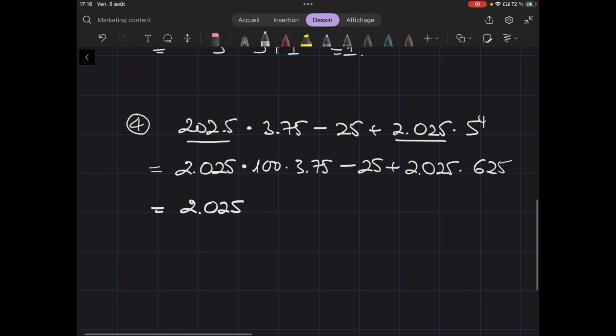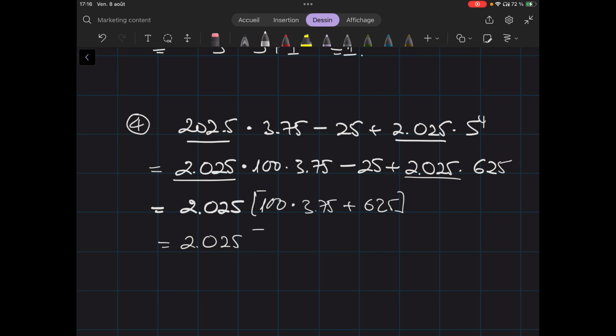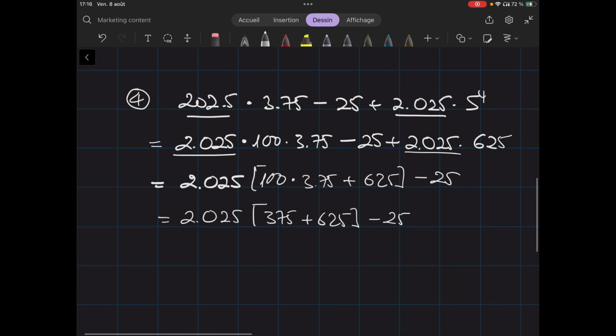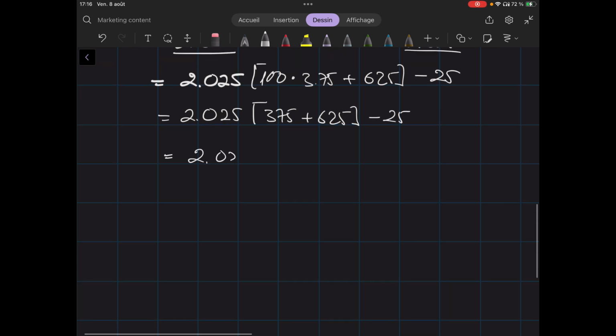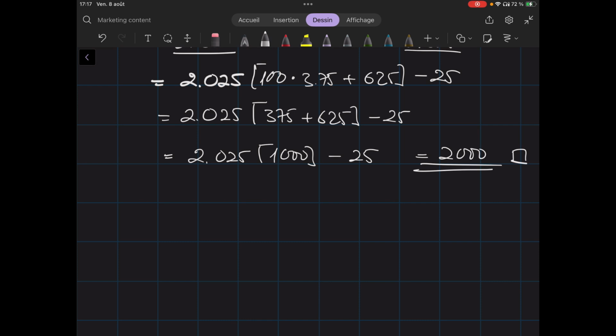And now we can factor out the 2.025. What's left is 100 times 3.75 plus 625. So 2.025 times 375 plus 625. Don't forget the minus 25 up here. And you get this guy times 1,000 minus 25, or 2,000. That's the final answer.